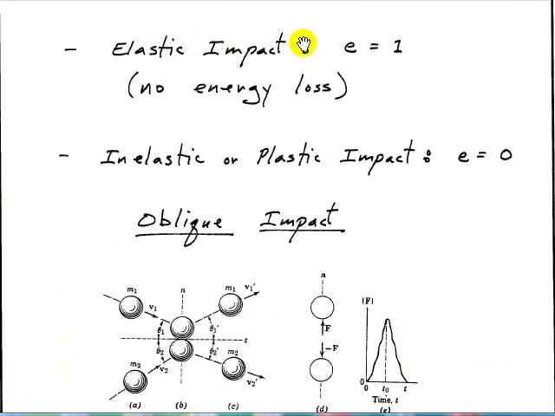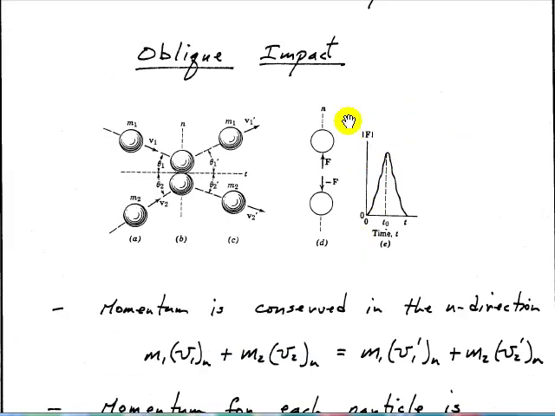An elastic impact where our restoration impulse is the same as our deformation impulse would give us an E = 1, no energy loss. A pure plastic impulse, which means hit and stick, would give us an E value of 0. Now, it's also possible to have impacts where the bodies come in from differing directions, and we have to decide where the line of impact is and where the line of impact is not.